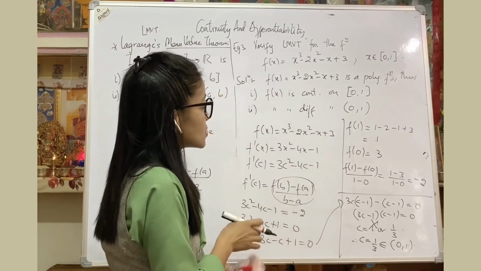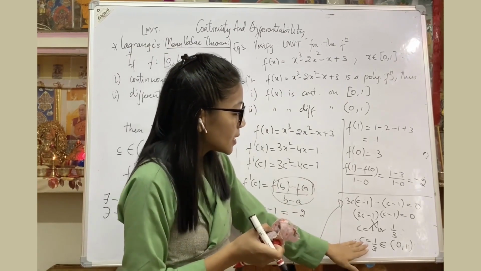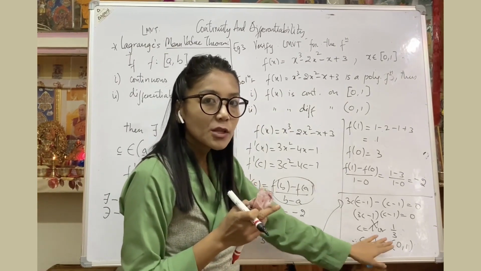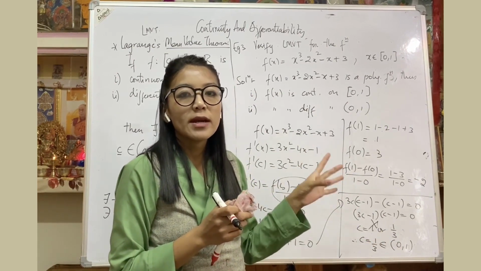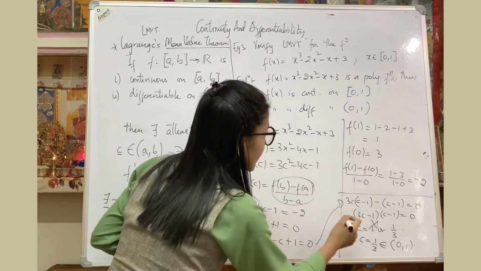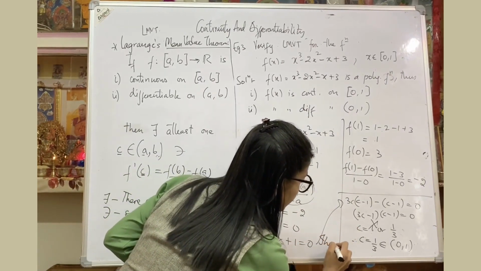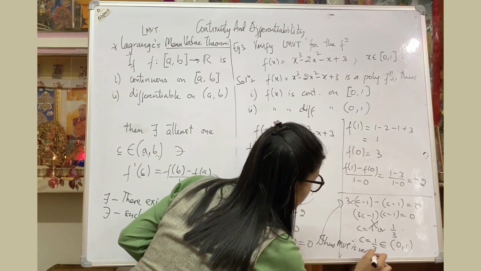Is that clear? So if this function is satisfying these two conditions, then we have shown that there exists at least one c in the open interval 0 to 1 such that f dash of c equals f of b minus f of a upon b minus a, right? So therefore you will write at the end, thus mean value theorem is verified.